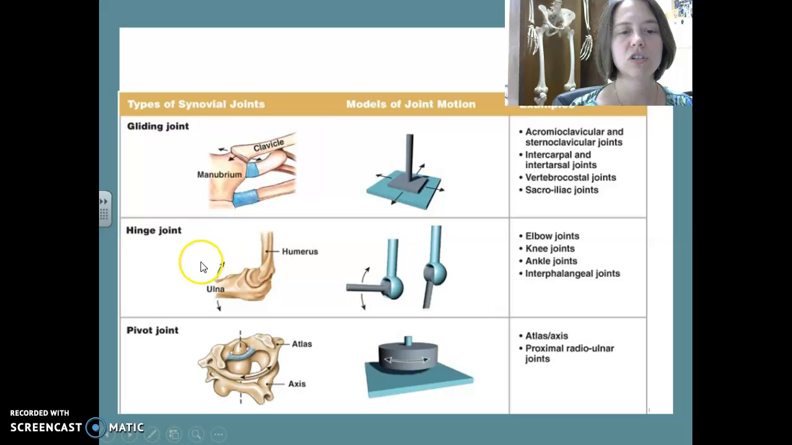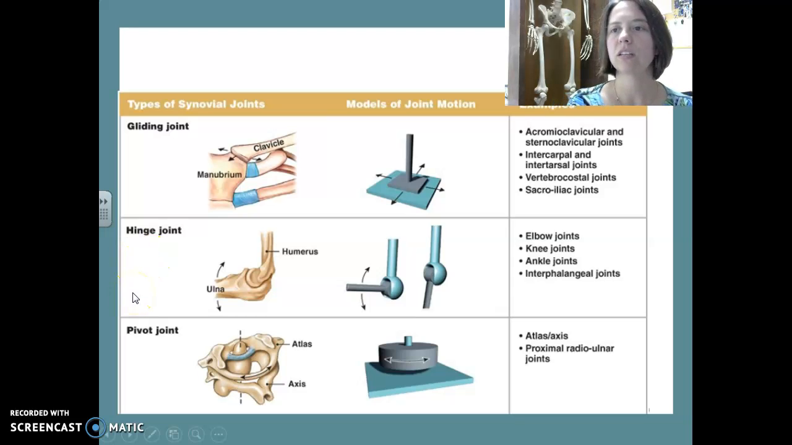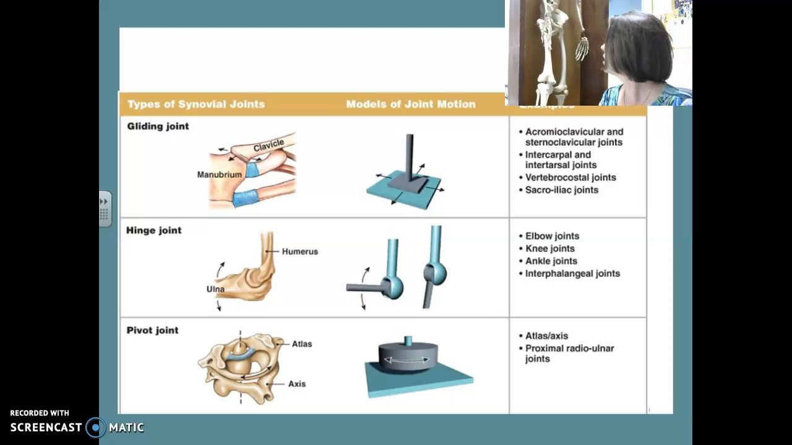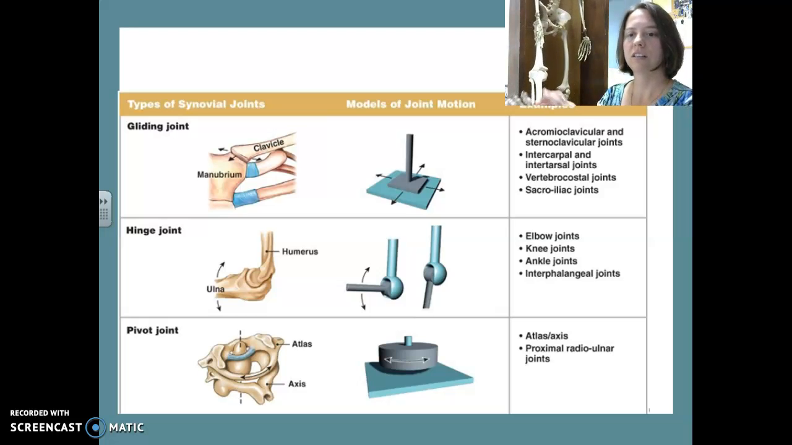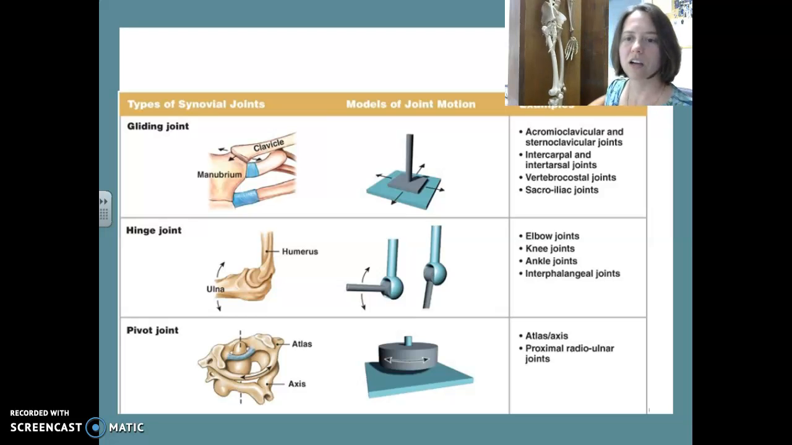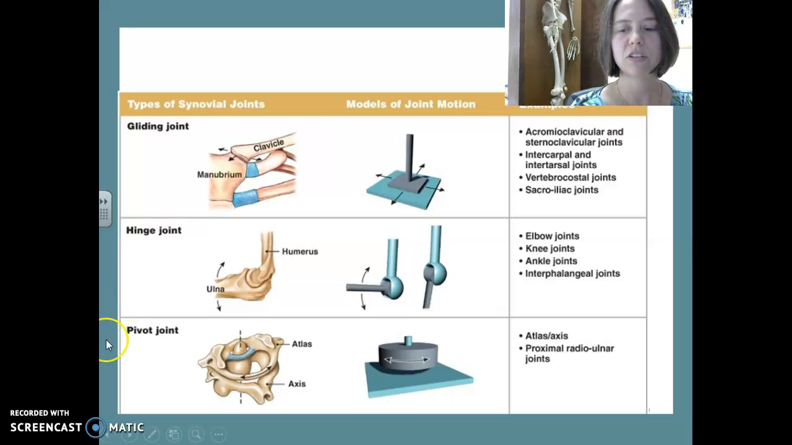And then the hinge joint has more movement. It has movement in one direction, flexion and extension, like the elbow, knees, and the ankle joint. So if you look between the tibia and the talus, that allows flexion and extension. And we already talked about the joints between the phalanges. And then the pivot joint allows rotation. We talked about the atlas and axis and about the radius and ulna.